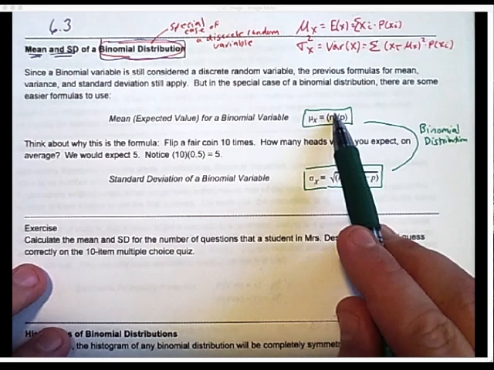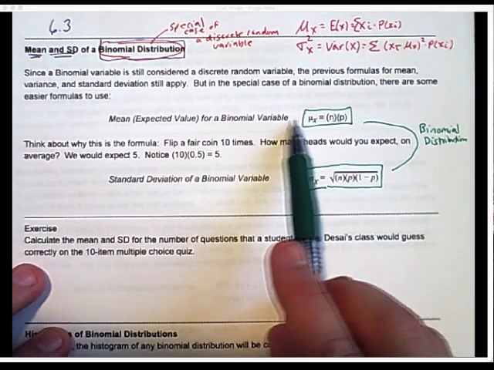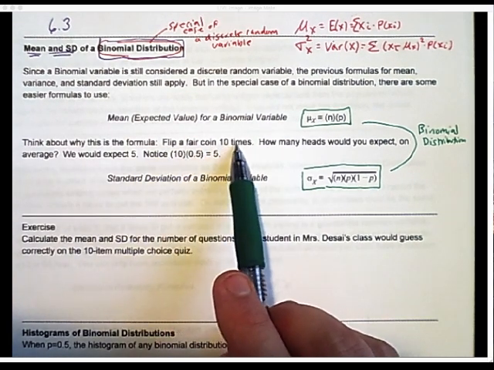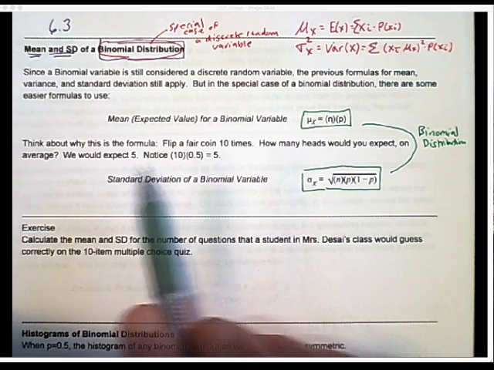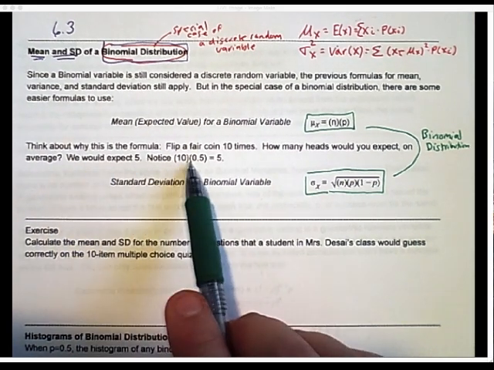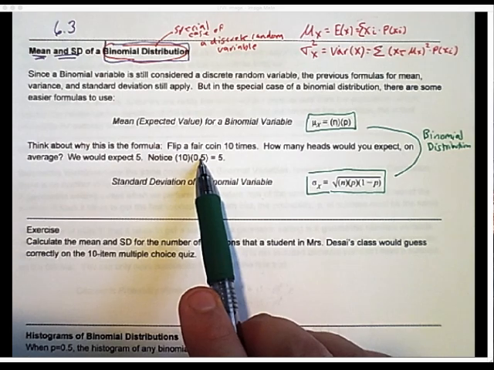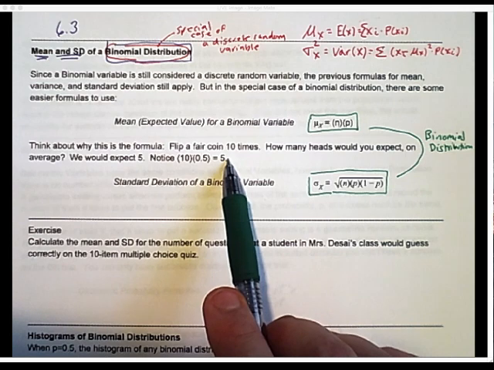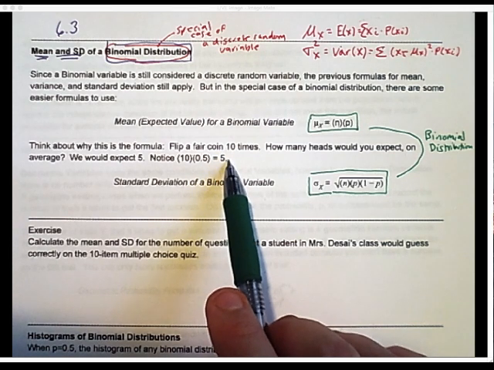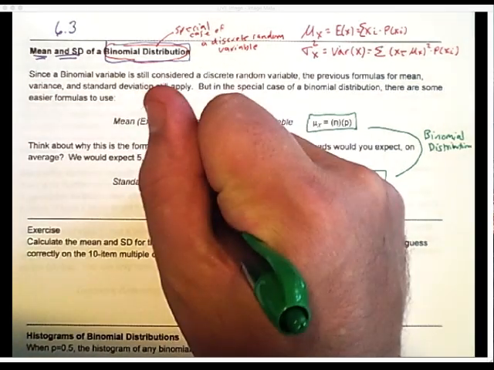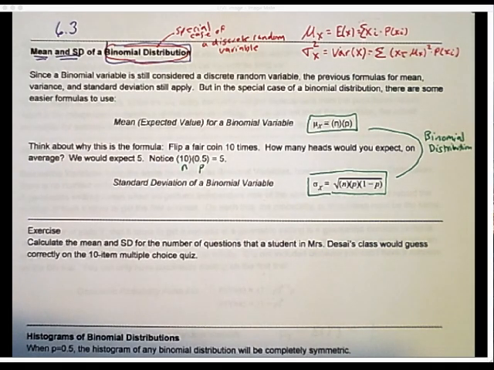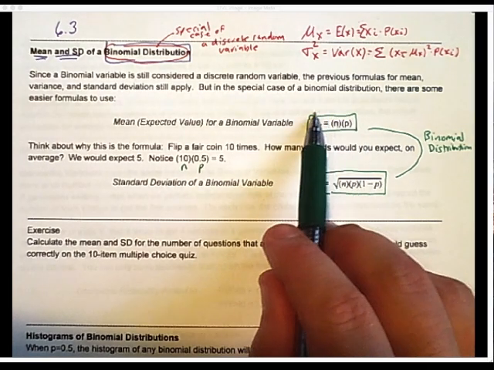So as an example, think about why this is the formula for the mean. If we flip a fair coin 10 times, how many heads would you expect on average? Well, since the probability of getting a heads is 0.5 and we're flipping a coin 10 times, we would expect the mean number of heads to be 5. So there's the n, there's the p. When we multiply those, we get 5. So this formula makes sense in an intuitive nature.